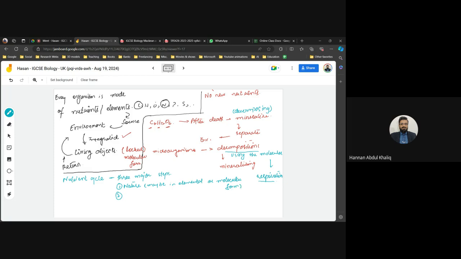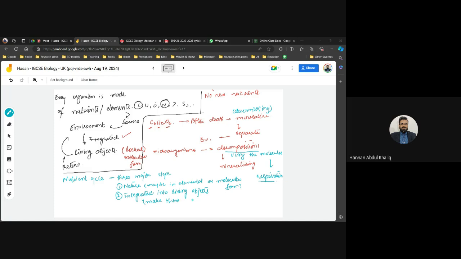Because many of the nutrients are in elemental form, let's say phosphorus or sulfur, sometimes they are in elemental form. But hydrogen and oxygen are in the form of water, and carbon is in the form of carbon dioxide. So, first of all, they are present in nature. Number two, they are integrated into living objects, or basically, we make them usable.